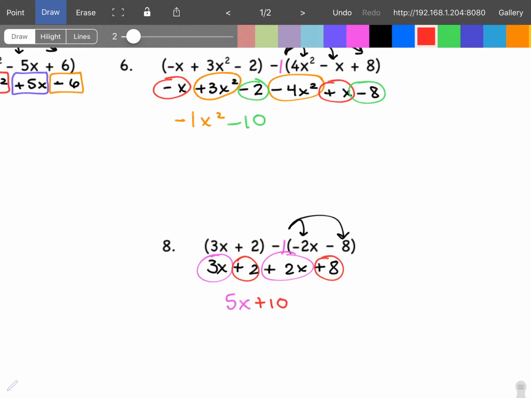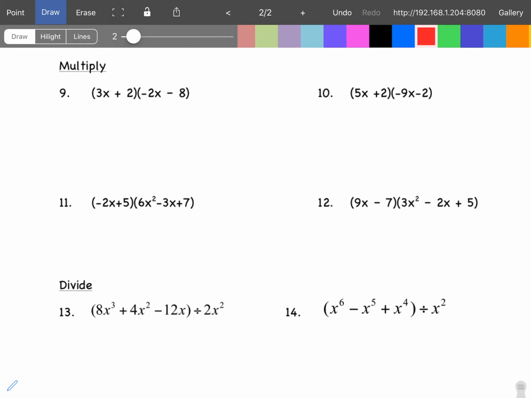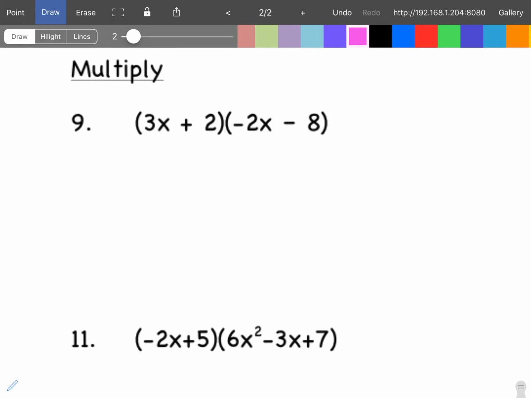Okay, so we've done our adding and subtracting of polynomials. Now we're going to move on to multiplication of polynomials, which is new. So we're going to start with number 9, and all this is distributive property. So this really shouldn't be too bad, but we're going to take this kind of slow. I would encourage you to write down all of the steps.